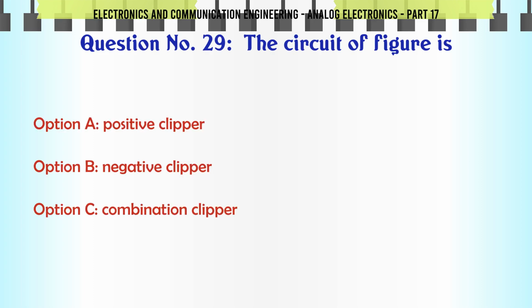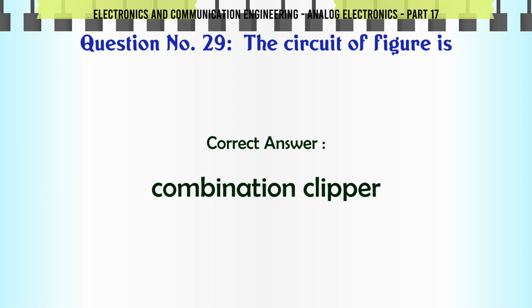The circuit of the figure is: A. positive clipper, B. negative clipper, C. combination clipper, D. either A or B. The correct answer is combination clipper.